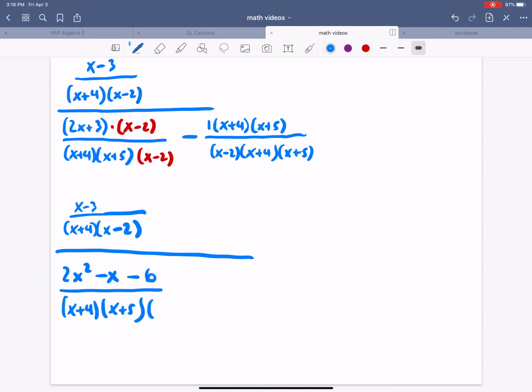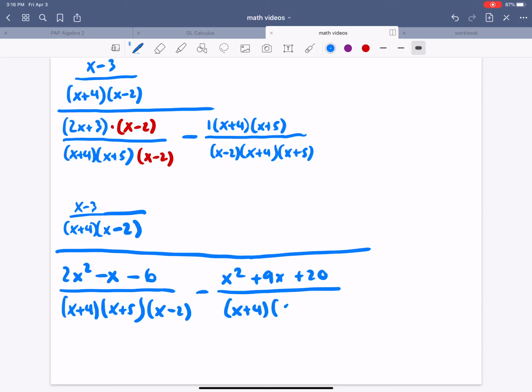denominator, x plus 4 times x plus 5 times x minus 2, minus, let's go ahead and FOIL those out as well. So that's x squared plus 9x plus 20 all over x plus 4 times x plus 5 times x minus 2. Now don't panic because I changed the order here and here. Remember, with multiplication, the order doesn't matter. It's okay to rearrange those. It's no big deal. I just wanted it to look the same.